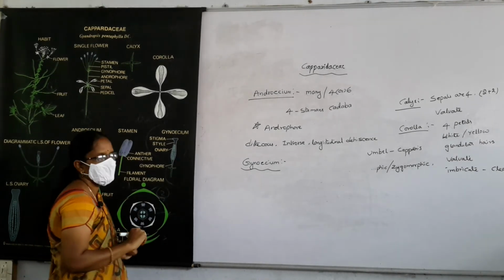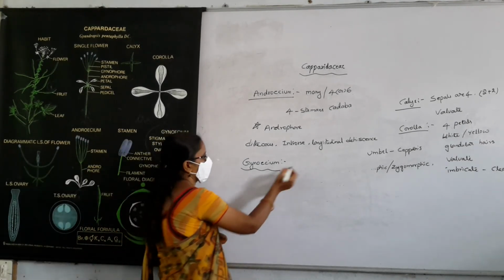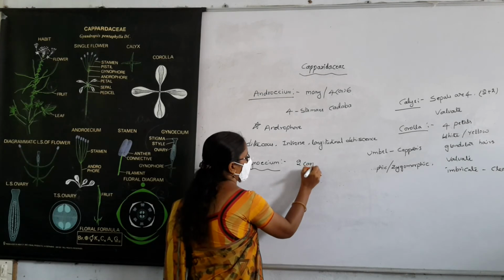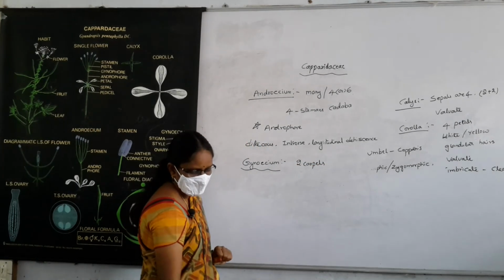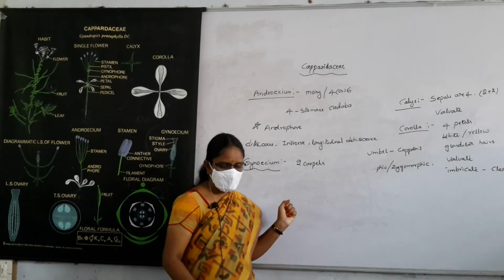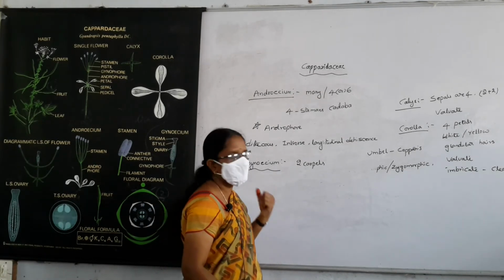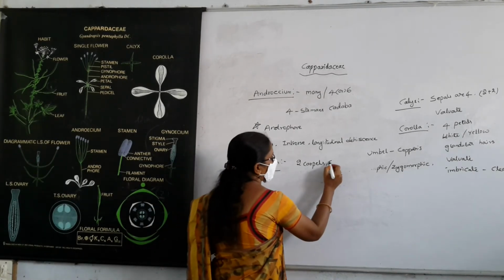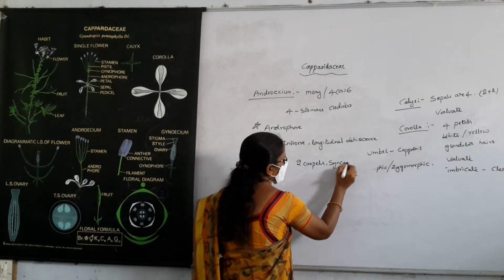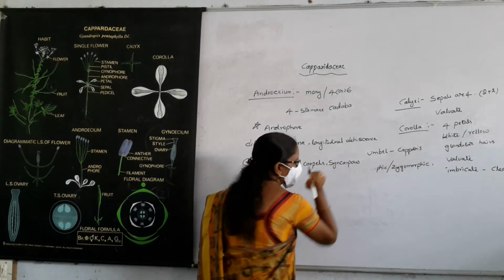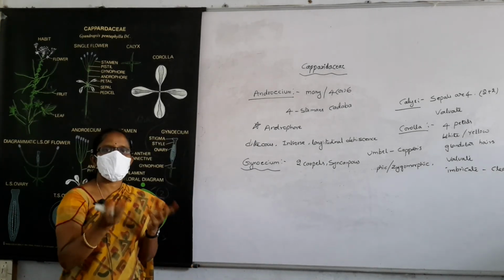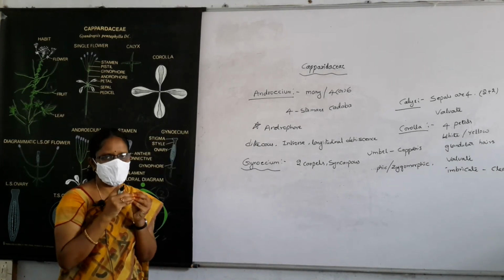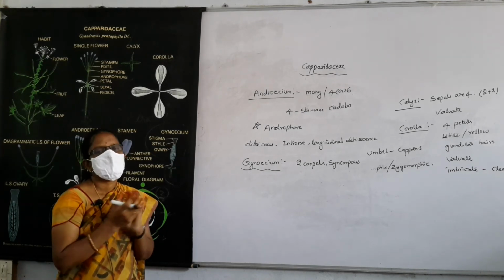Gynoecium consists of 2 carpels. The 2 carpels are present in the gynoecium, and this is syncarpous. Syncarpous means the 2 carpels are fused. Apocarpous means open carpels.